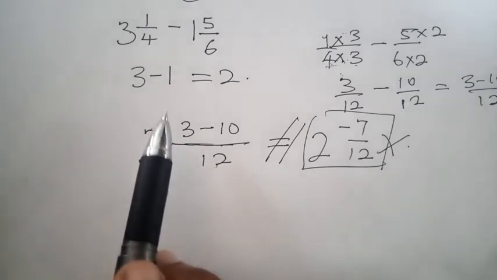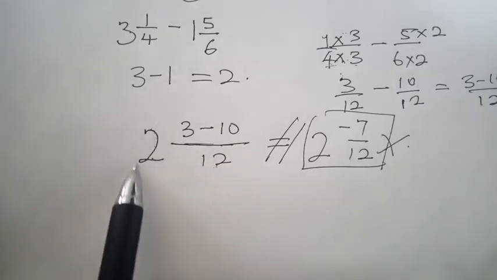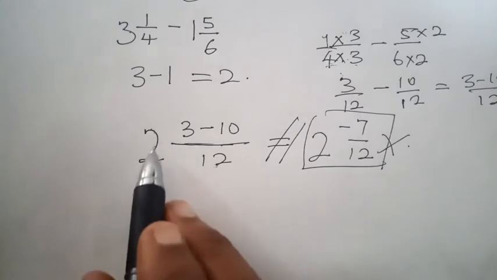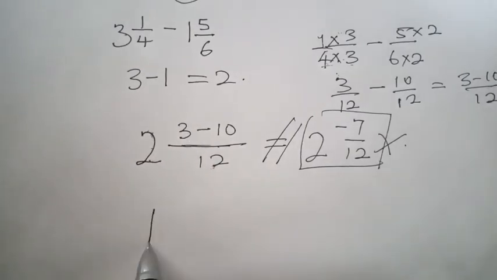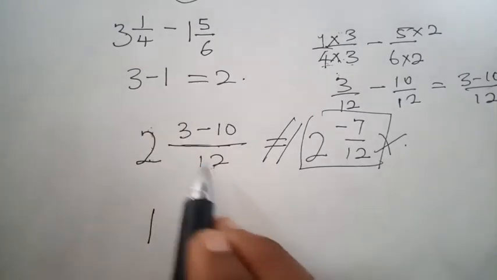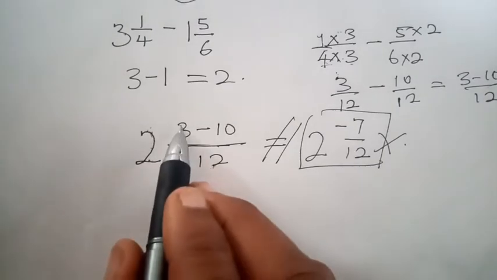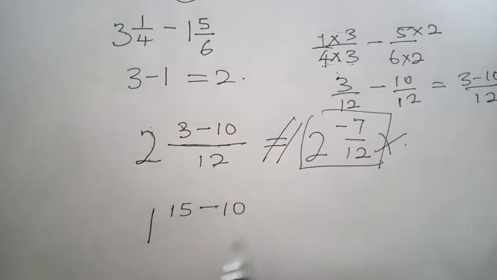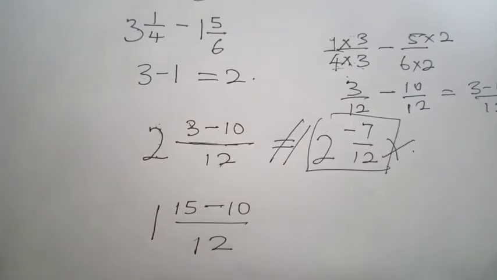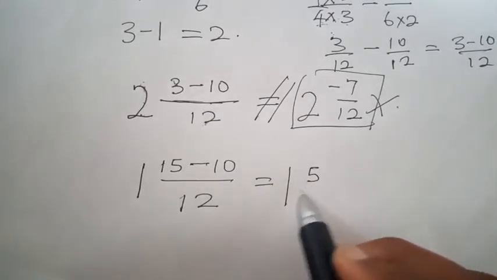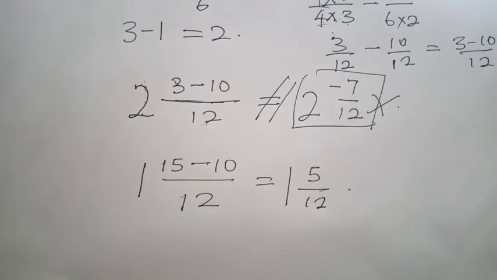If I borrow 1 here, I will have 12, because there are 2 twelves here. So if I borrow 1, I have borrowed one 12. I will have 1 left. That 1 I borrowed is 12. I will add it here, it becomes 15, because 12 plus 3 is 15. Then minus 10. I will still maintain my denominator, which is 12. So it is going to be 1 whole number 5 over 12. That is how to deal with such a problem.